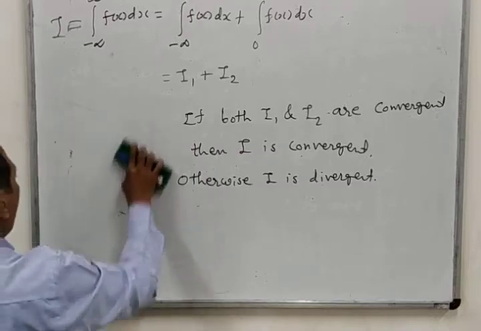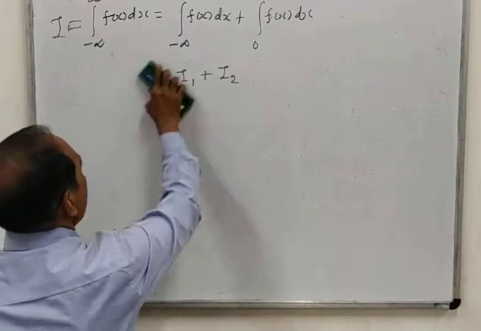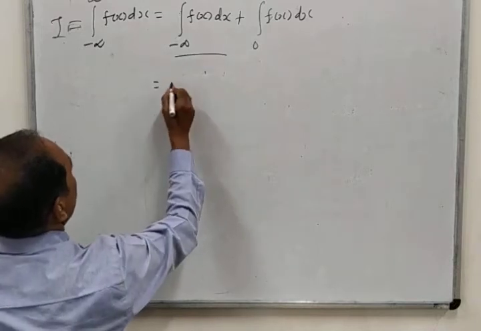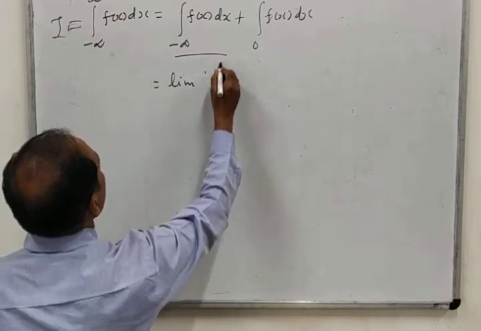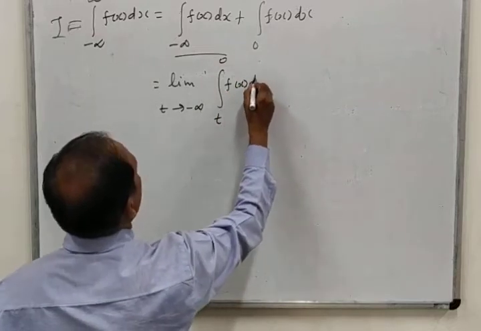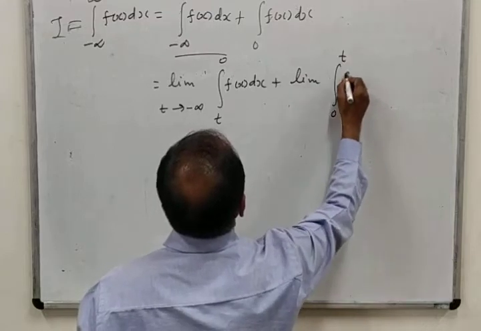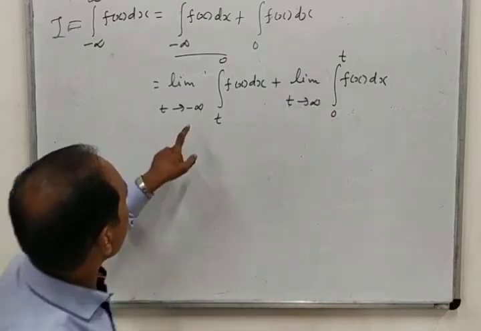Now we want to see more on this kind of integration, because it draws very good attention. To solve this, we will have to write down the limit as t tends to minus infinity of the integral from t to 0 of f of x dx, plus the limit as t tends to infinity of the integral from 0 to t of f of x dx. So here you can see that both limits are different.